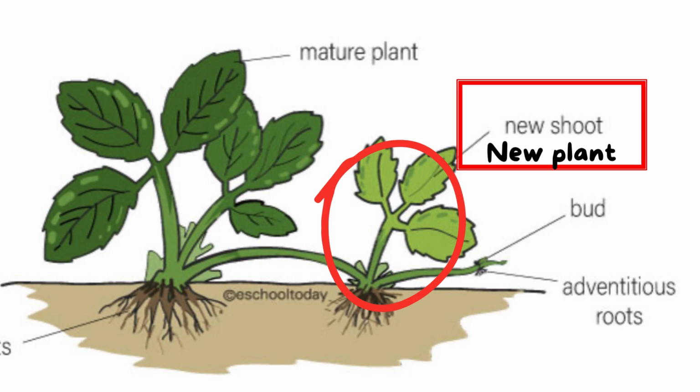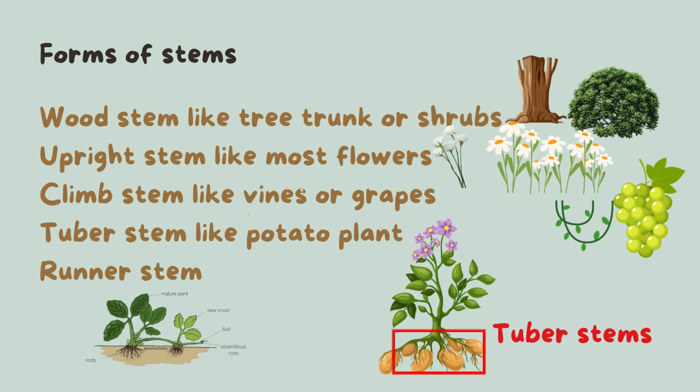So now we talked about the forms of stems. We have wood stem, like tree trunk and shrubs. Also we have upright stem, like most flowers. We have climb stem, like vines or grapes. Also we have tuber stem, like the potato plant, and the last one, runner stem, okay.